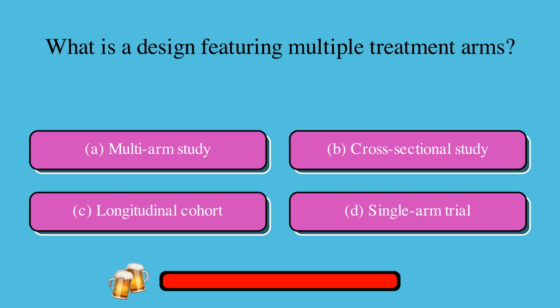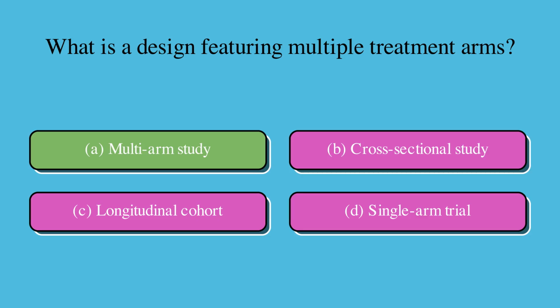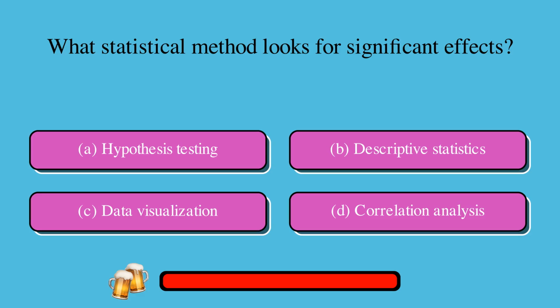What is a design featuring multiple treatment arms? A. Multi-arm study, or B. Cross-sectional study, or C. Longitudinal cohort, or D. Single-arm trial? The correct answer is A. Multi-arm study. What statistical method looks for significant effects? A. Hypothesis testing, or B. Descriptive statistics, or C. Data visualization, or D. Correlation analysis? The correct answer is A. Hypothesis testing.